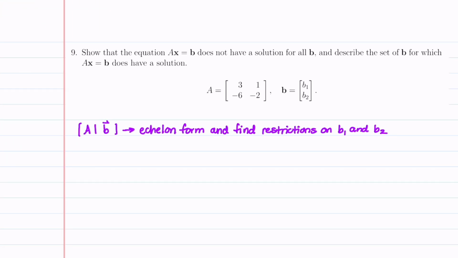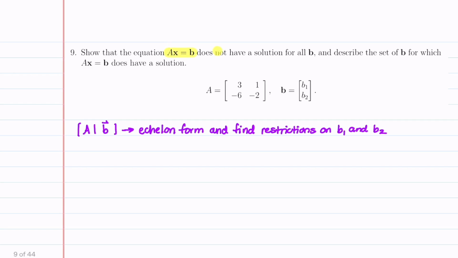In this problem, we're going to show that the equation Ax is equal to b does not, let's highlight that, not have a solution for all b. And we're going to describe the set of b for which Ax is equal to b does have a solution. I wrote down in purple here what we have to do to solve this problem.